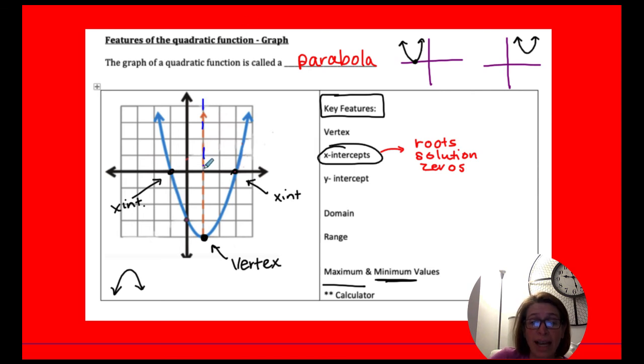Then it's really important to notice that there's symmetry to the graph. So there's a line that goes right down the graph, and we call that line an axis of symmetry. We will write its equation, and you should be noticing it's a vertical line, so it will always take on the form x equals some number, the axis of symmetry. But what does it do? Well, it behaves like a mirror for us.